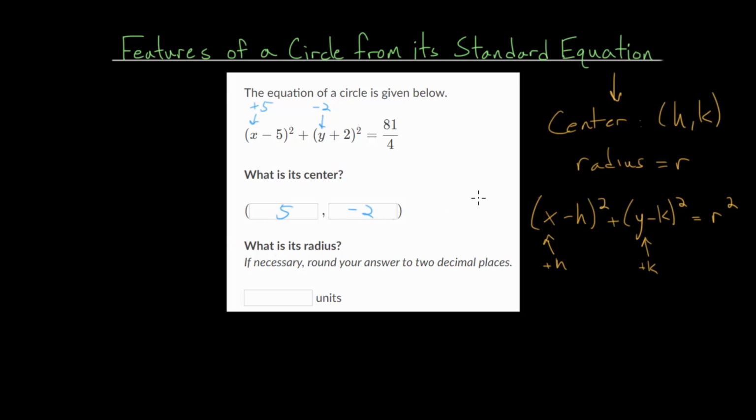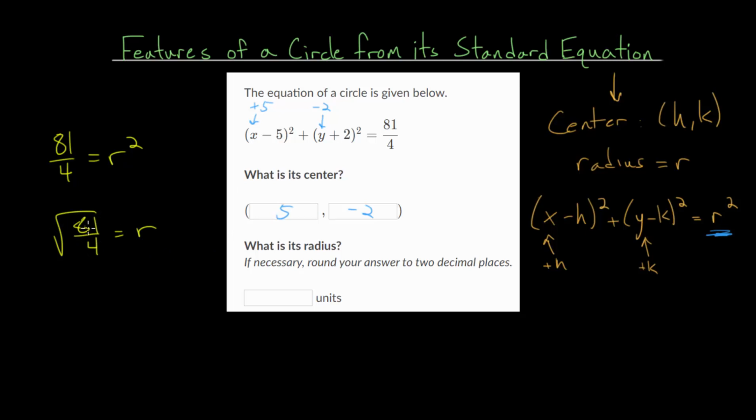And for the radius, remember that our equation is equal to the radius squared. So this right here, 81 over 4, is equal to r squared. So let's write that down. That 81 over 4 is equal to r squared. And we just take the square root of each side. So we get the square root of 81 over 4 is equal to r.